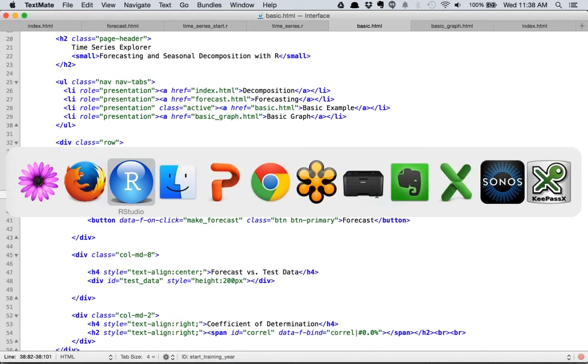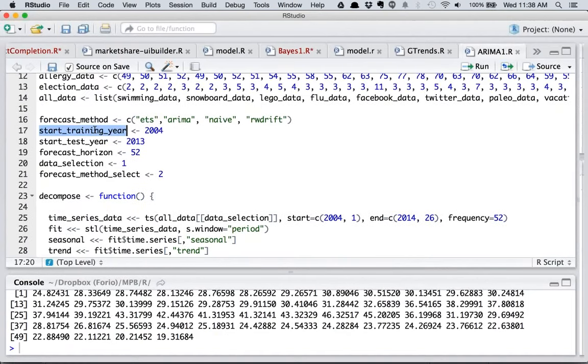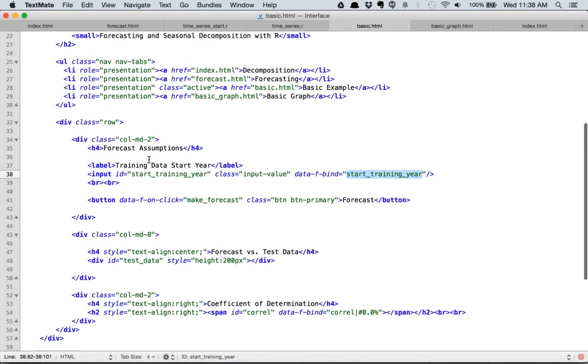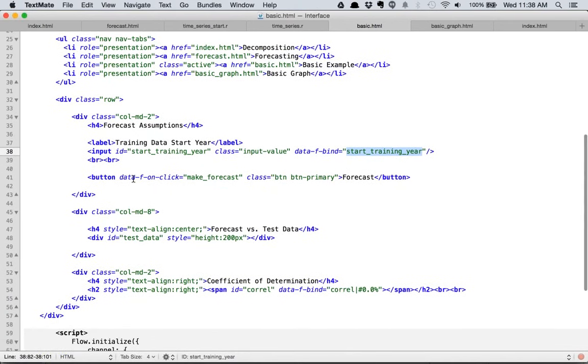So again, if I go back to my R model, you can see at the top start training year is set to 2004, and that's what it's using here. So that's how that works. And then I have a button that allows me to interact with it if I change this. And the way that button works is it just calls that routine again, called make forecast. And it works, it says data-f-on click.